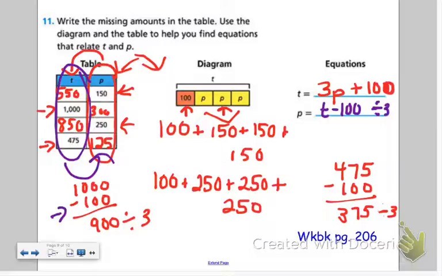Something that you want to keep in mind, though, notice I did the T minus 100 first. But because of the PEMDAS, because of order of operations, if I look at this, this is telling me to do 100 divided by 3 first. And that's not the case. So I need to remember to put parentheses in. By putting parentheses in, I'm now telling everybody, hey, you have to subtract 100 first before you divide by 3.